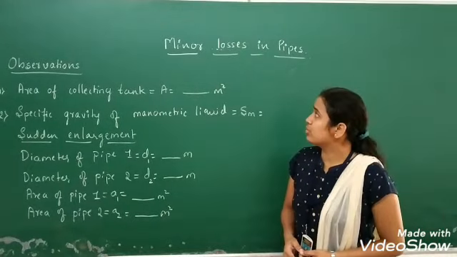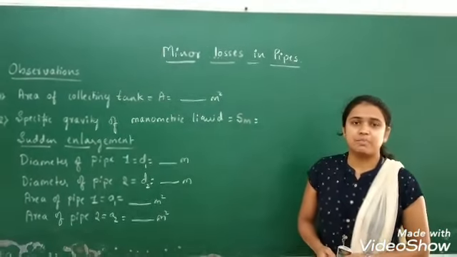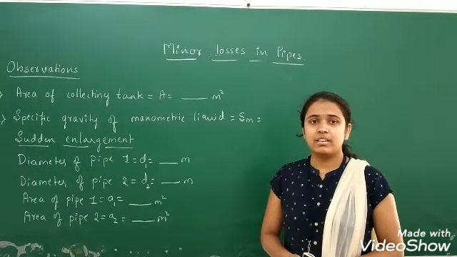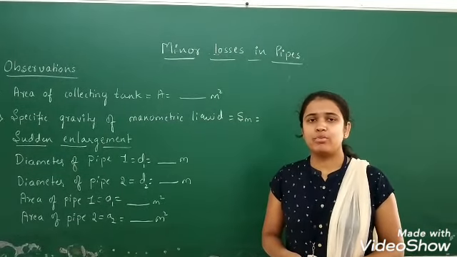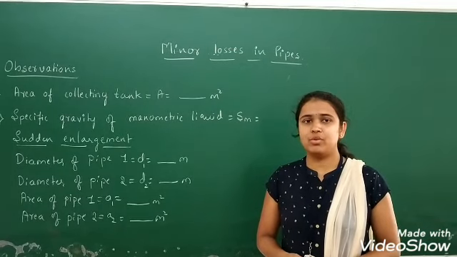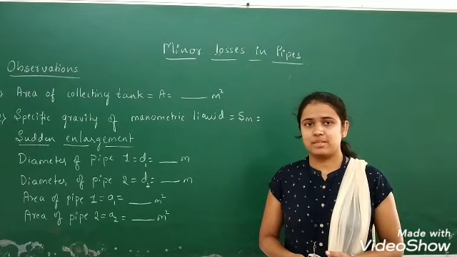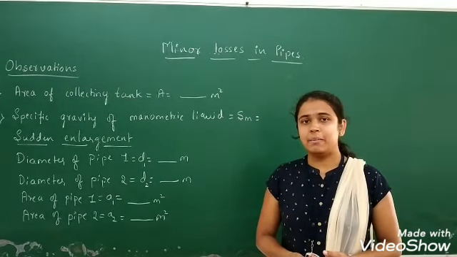So today I am going to explain how to conduct the experiment on the minor losses in the pipe. We know that whenever we are considering pipe flow, we can observe two types of losses: one is the major loss and the other is the minor loss.